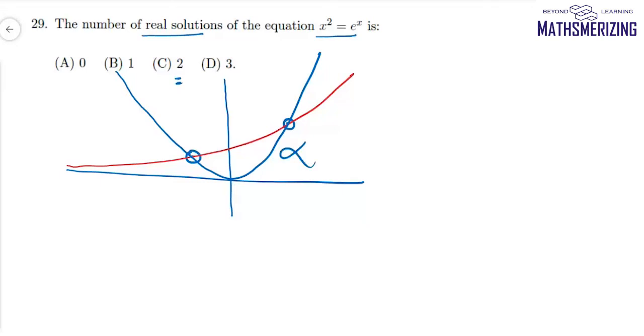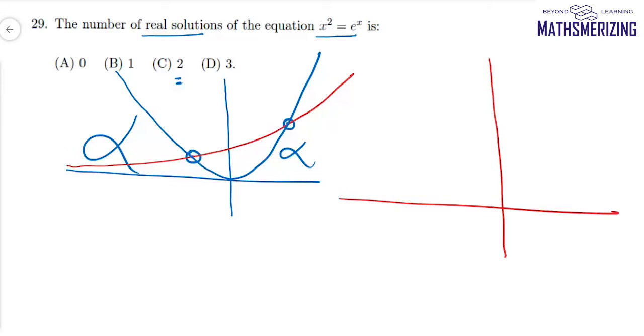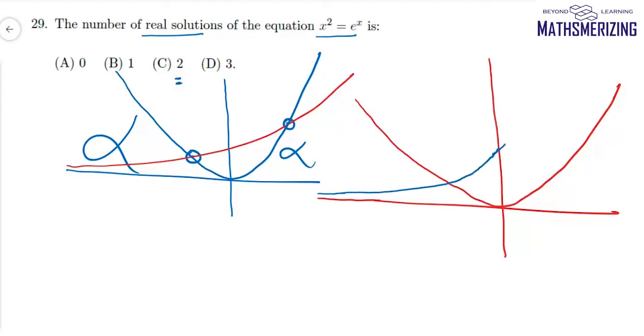Now we know that the exponential function increases rapidly as compared to x square. So if we have to draw the graph of x square, suppose that's your graph of x square. And suppose this is the graph of the exponential function. Now the exponential function increases rapidly as compared to x square. So these two functions, e to the power x and x square, will never intersect when x is greater than 0. So they'll have only one point of intersection. So the number of real solutions of this equation will be only 1 and not 2.